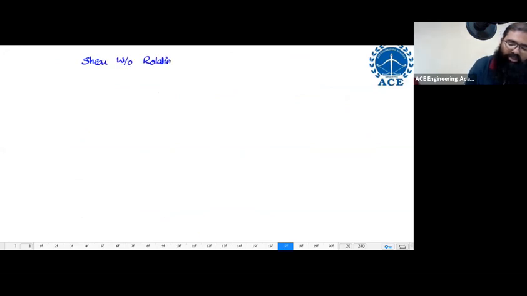Shear without rotation is possible. Similarly, rotation without shear is also possible. What do I mean by this? Look at the first case. Imagine you have a fluid element like this. The fluid element is shearing to form something like this.